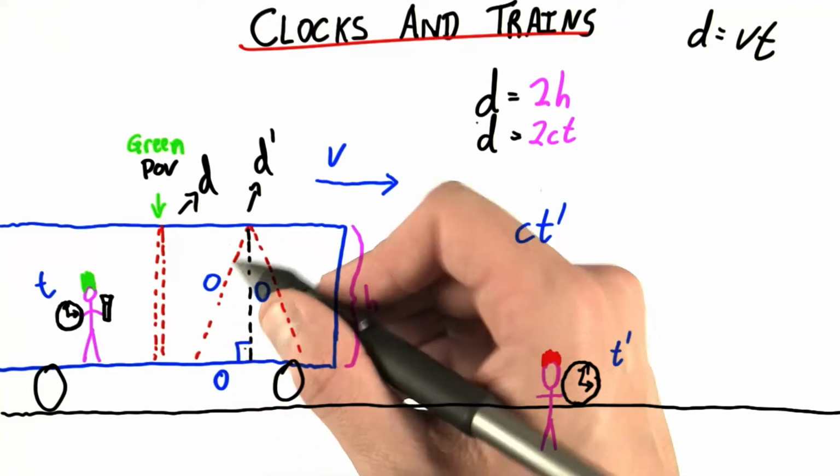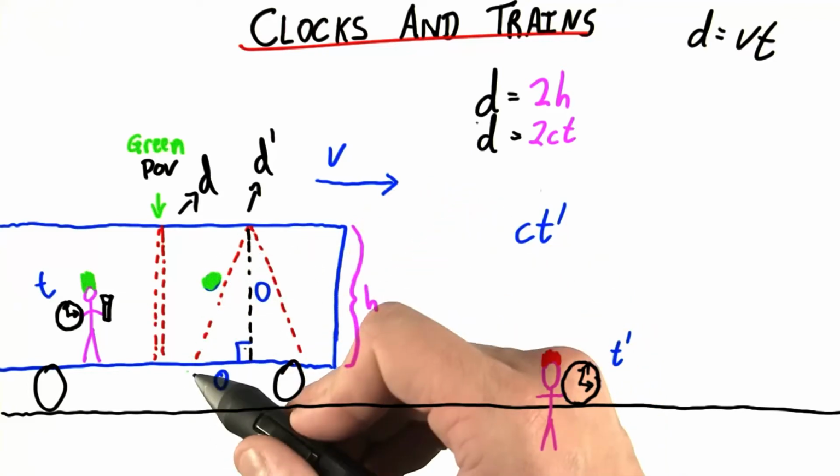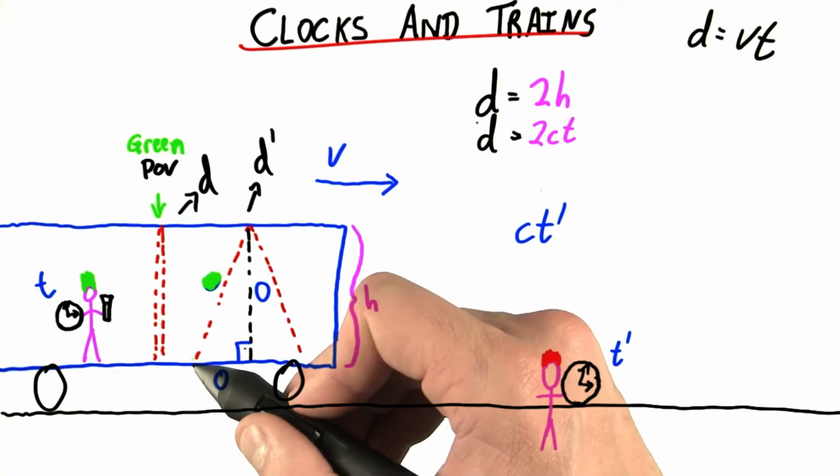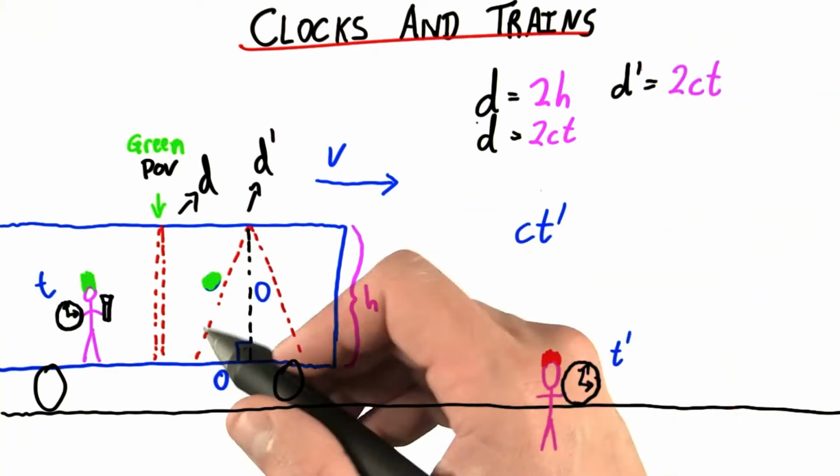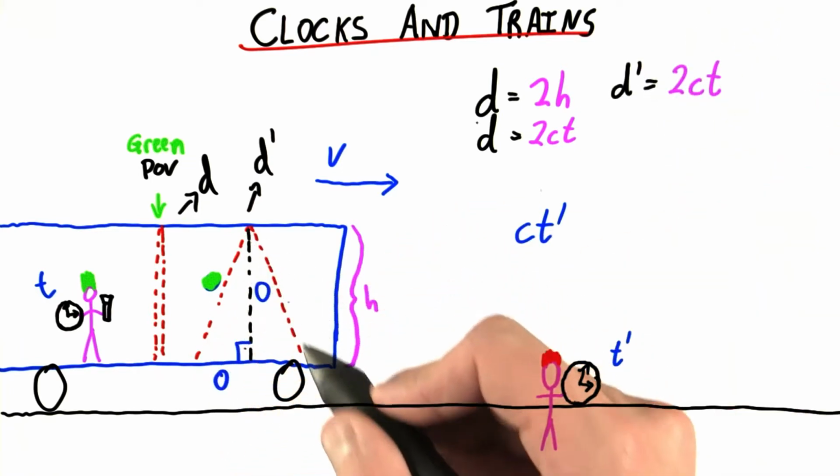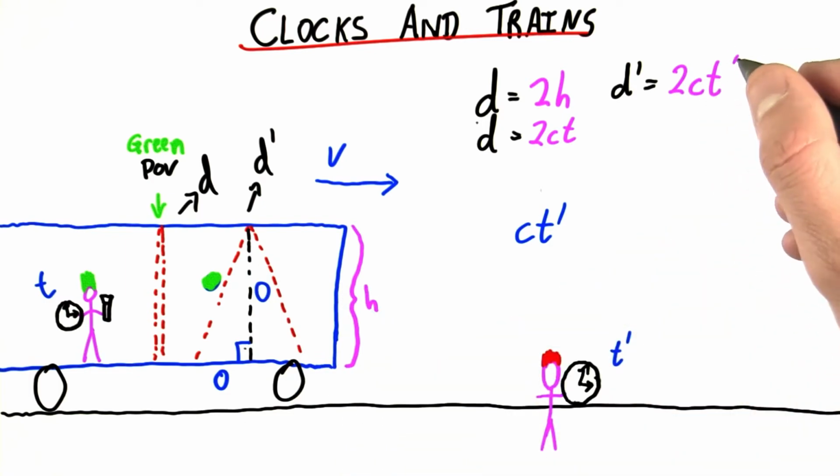Well, the answer is this one. This is the path that the light is taking in the unprimed frame. It's moving at this slight diagonal. That means the total d prime, this whole distance up and back down, is 2 times ct prime.